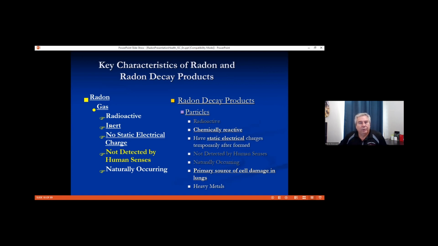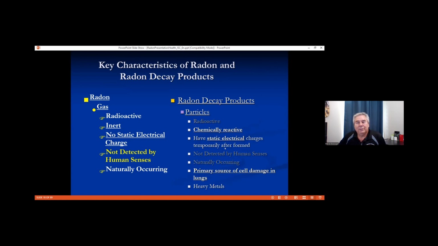Radon is inert. Inert means it doesn't want to mix with anything. It wants to stay in its own corner. Don't bother me kind of thing. In the case of radon decay products, they're chemically reactive, so they will react with other types of elements, etc. Radon has no static electrical charge. In the case of the RDPs, radon decay products, they have an electrical charge.